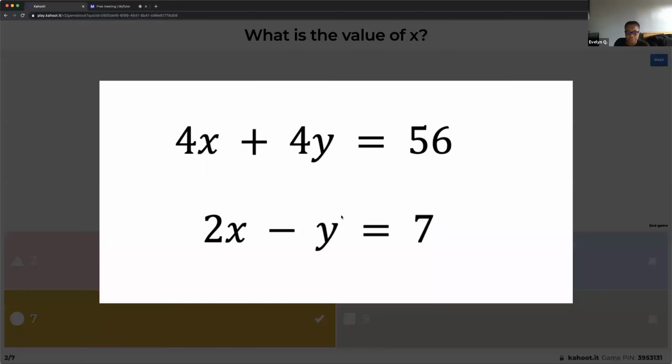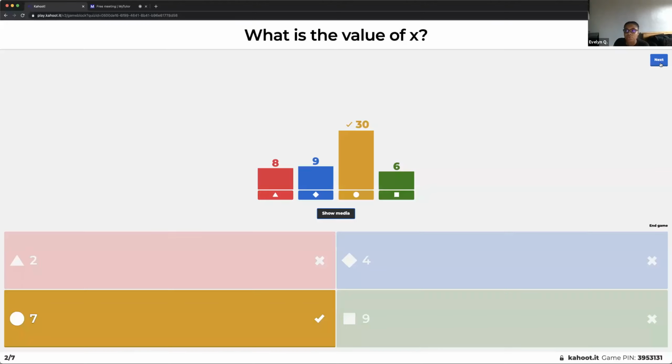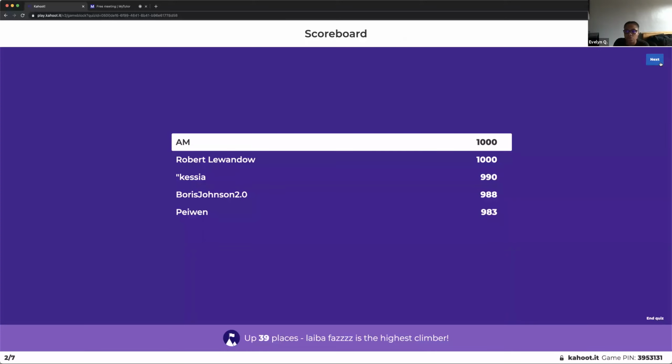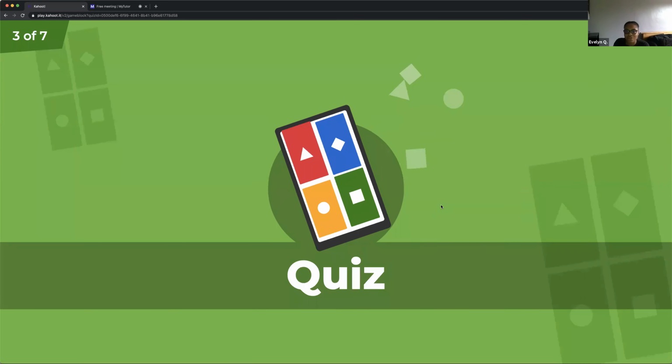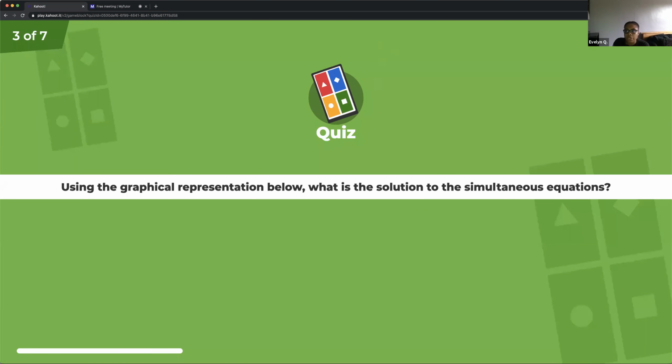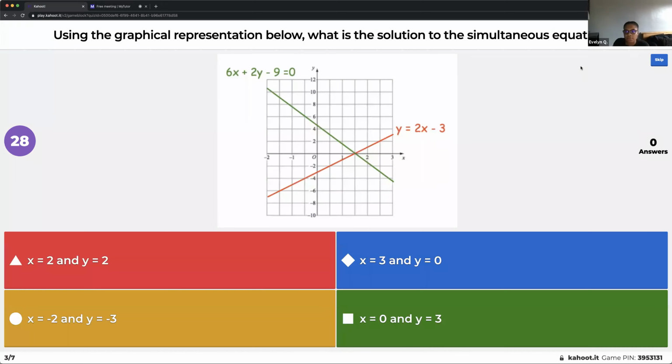And also another way of checking it as well, you could have put in the numbers into the equations to see, once you've worked out what x and y is, you can always put them in to see which one works and which one doesn't. So well done for the top 5 who got those correct. Right, next one. Using the graphical representation below, what is the solution to the simultaneous equations? So have a look. How do we solve simultaneous equations by graph?